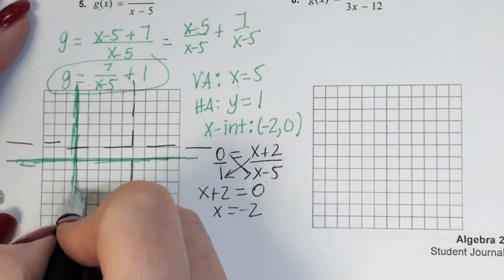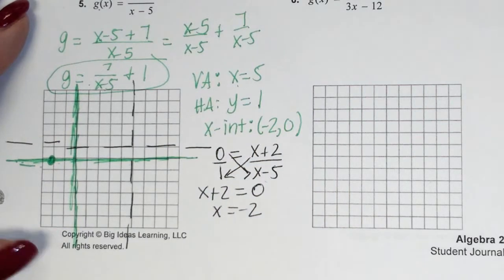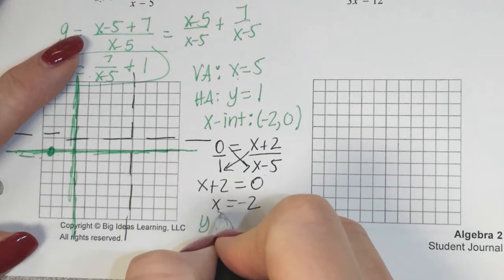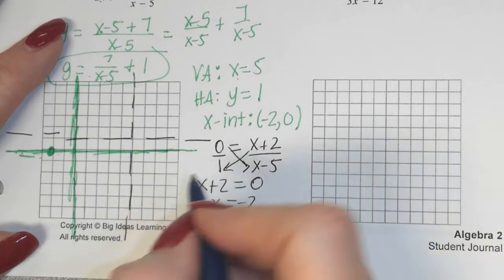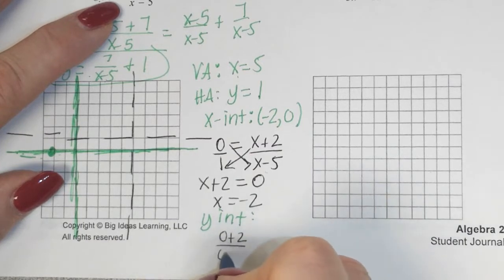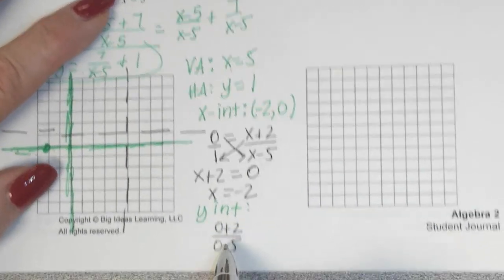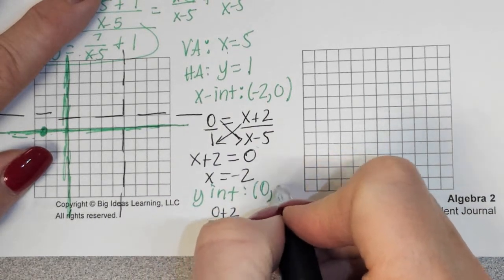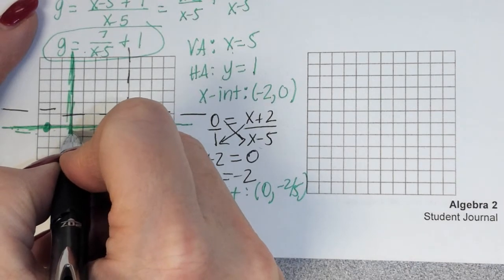So I'm going to plot that point. Here's my regular axis. I have the point negative 2, 0. Right there is one of my points. Okay, now I'm going to find the Y-intercept. To find the Y-intercept, I'm going to plug in 0 for x. If I plug in 0 for x, I'm going to get 0 plus 2 over 0 minus 5. What's that going to be then? If I plug in 0 for x, what do I get? Negative 2/5. So my Y-intercept then is 0, negative 2/5. So I'm going to plot that over 0 down 2/5.